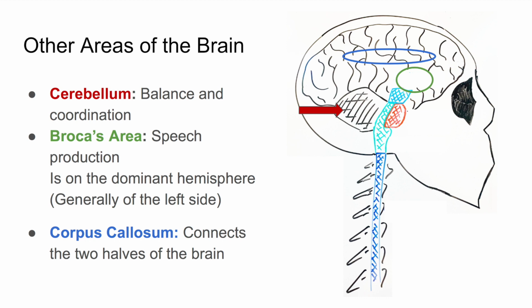Next is Broca's area. So this is near the temple on the left side, generally. It's kind of near the ears, and it is for speech production. There are two hemispheres of the brain, the left and the right. And what connects these is a band of fibers called the corpus callosum. And the way that you can remember this is callosum, it brings the sums together.